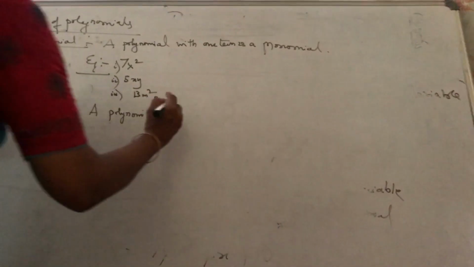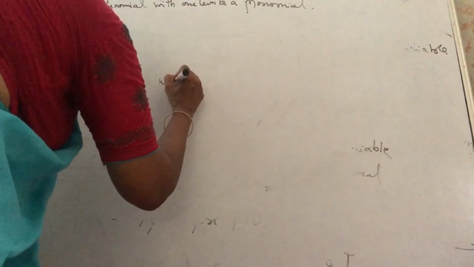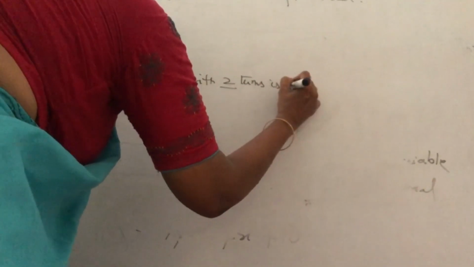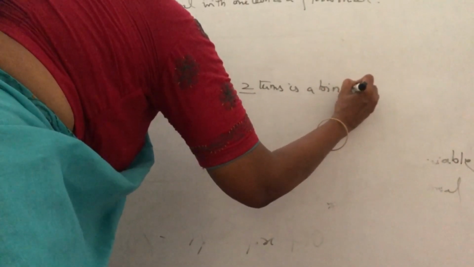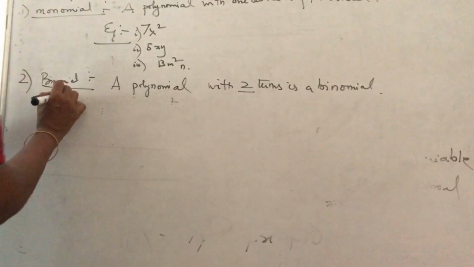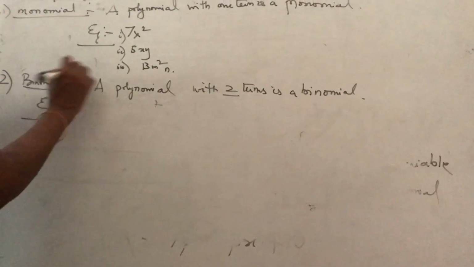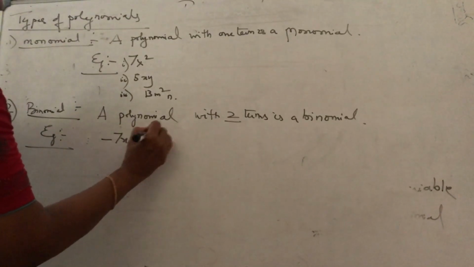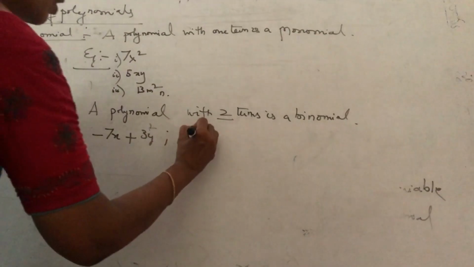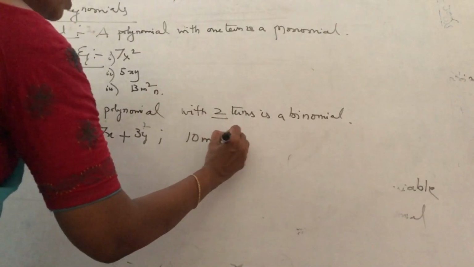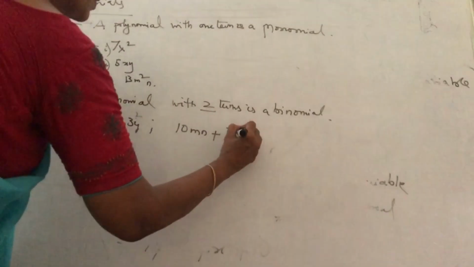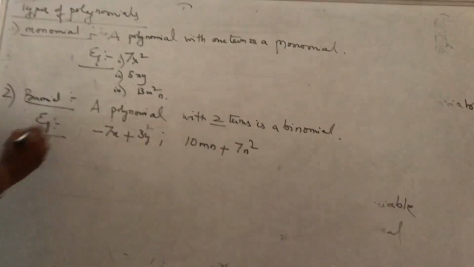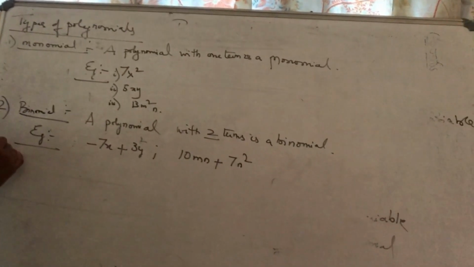Second one is binomial. A polynomial with two terms is a binomial. Bi means what? Two. A two-term expression is called a binomial. Examples: minus 7x plus 3y, 10mn plus 7m squared.